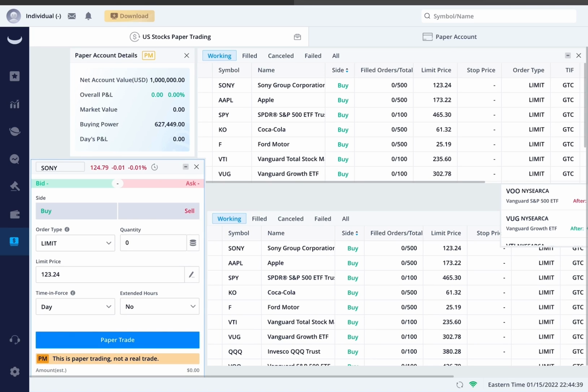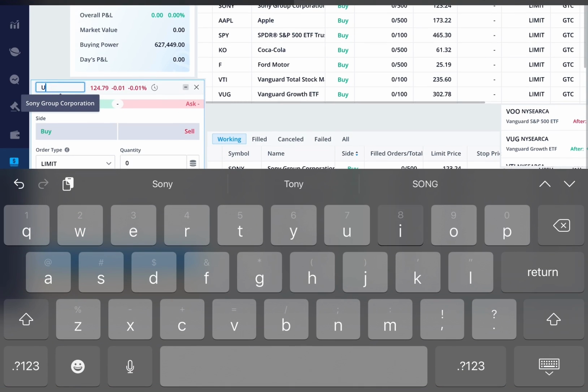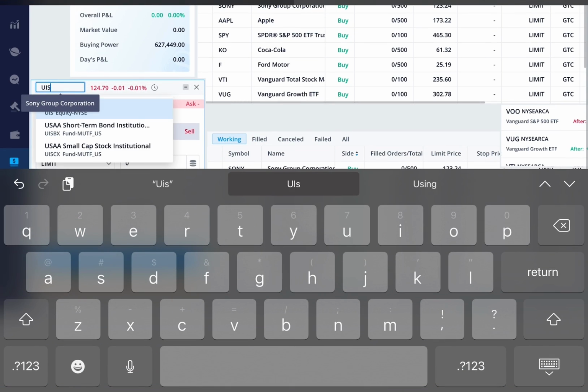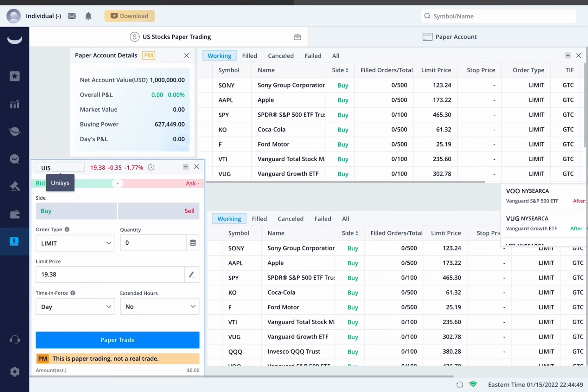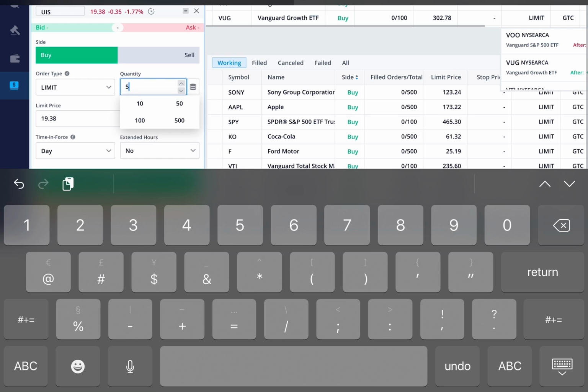So the next thing I want to buy is a company called Unisys. So I'm going to go ahead and click right here, put in UIS, ticker symbol for Unisys. Yes, that's what I want. I want to buy Unisys at limit, and then I want to get 500 shares of Unisys. Okay, 500.